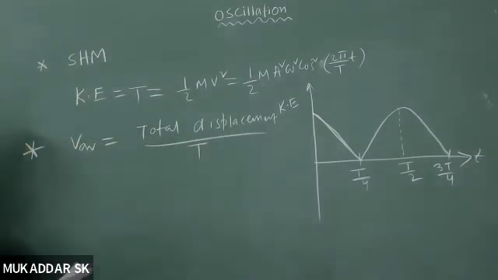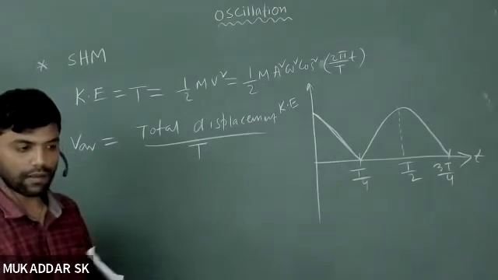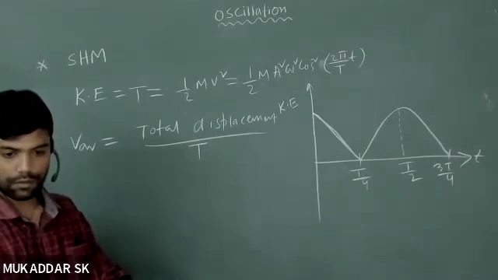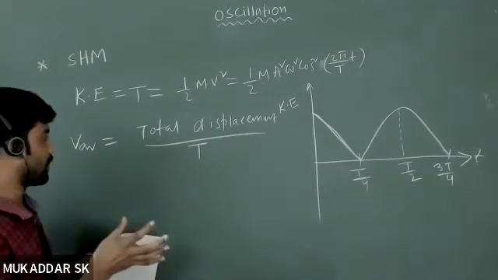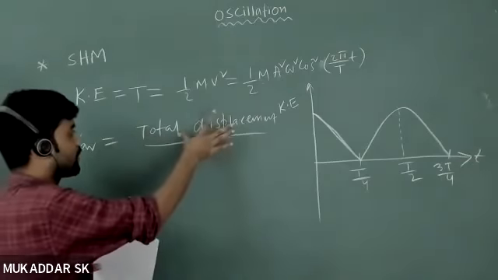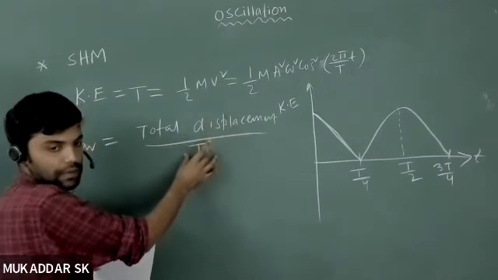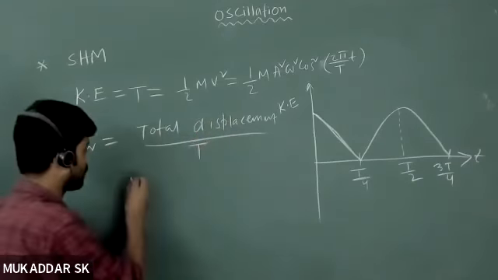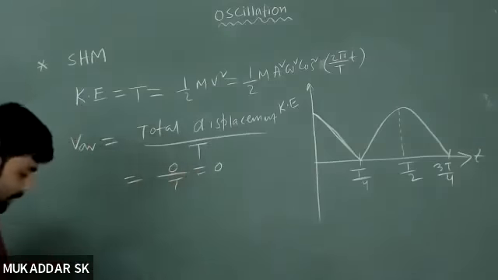Did everyone understand the question? What was the question I asked? For a full cycle, what will be the average velocity? For a full cycle, what is your displacement? It is 0. And how much time does a full cycle take? Capital T. So basically it will be 0 by capital T, it will be 0. Okay.